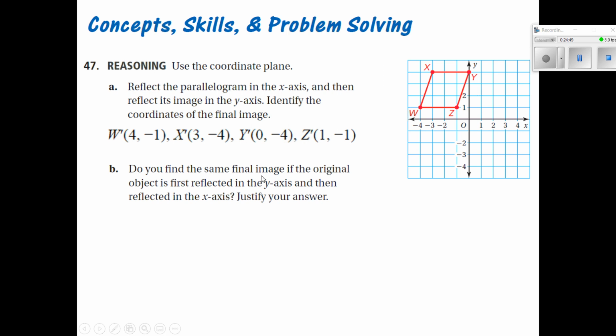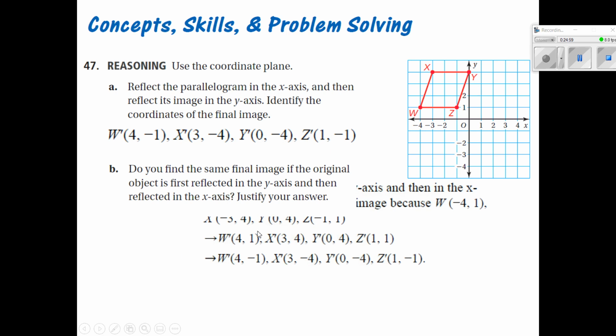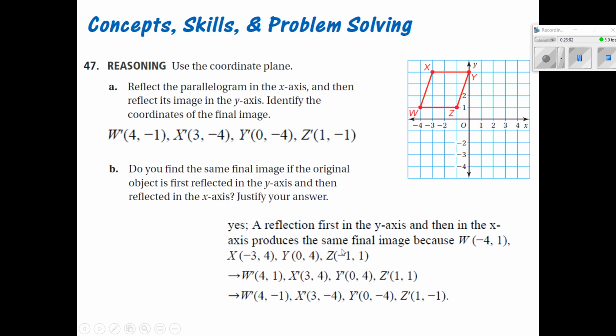Did you find the same final image if the original object is first reflected in the y-axis and then reflected in the x-axis? Well, yes, a reflection first in the y-axis and then the x-axis produces the same final image because, as you can see, W, which was -4 and 1, turns to 4 and 1, then it turns to 4 and -1. Okay? So there's going to be the same image that we see here over here.